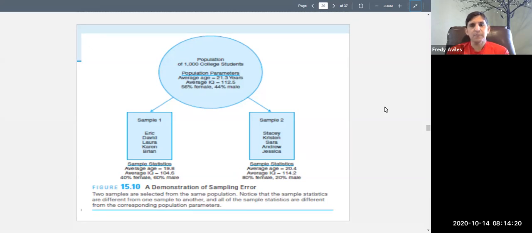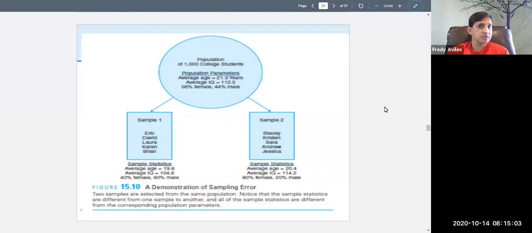You can take a sample from that population. You can, let's say, select a certain group of people that you study, that form part of your survey. Maybe that's sample one. Let's say you select Eric, David, Laura, Karen, and Brian. Let's just say 5 of them, okay? And you find, so for sample one, their averages would be the sample statistics. Statistics refer to samples, okay? So the average age for those that you selected, those that are in your survey, I know you would have more than 5, but this is just an example, the average age is 19.6. The average IQ is 104.6. 40% female, 60% male. So you can see that there's some slight differences between your sample and the population.